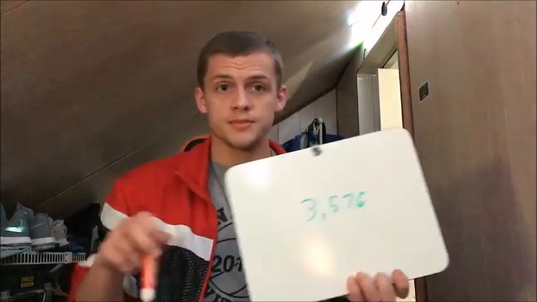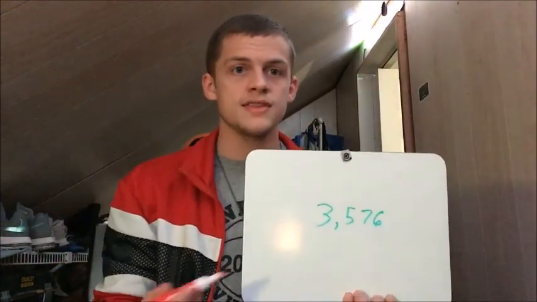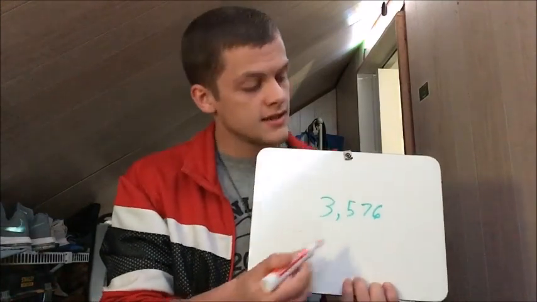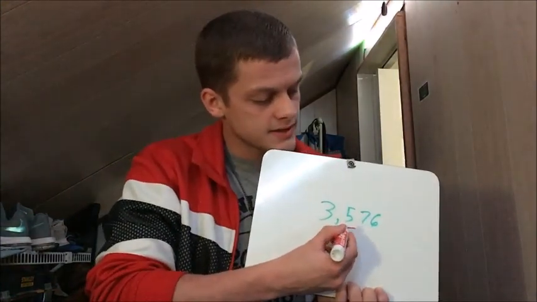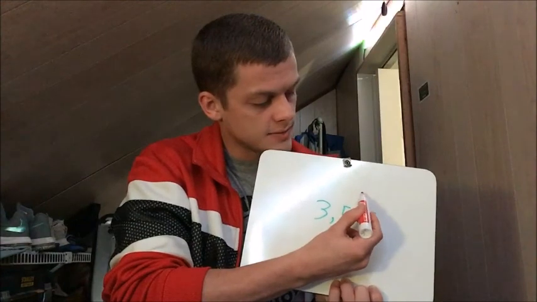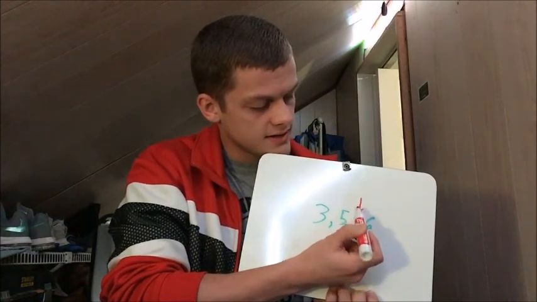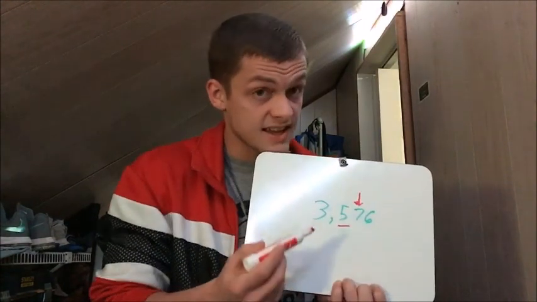So let's say that our number was 3,576. I still want you to round to the hundreds place. So we're rounding to the hundreds place, and our determining digit is the one to the right. In this case, it's the 7.